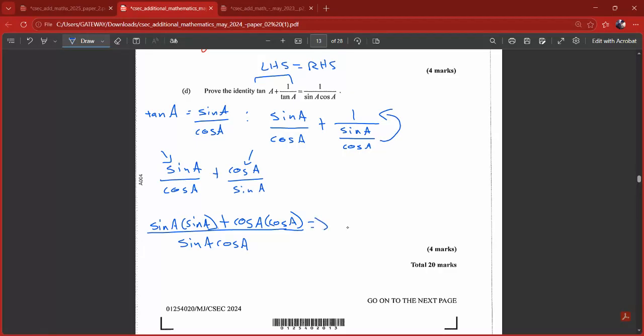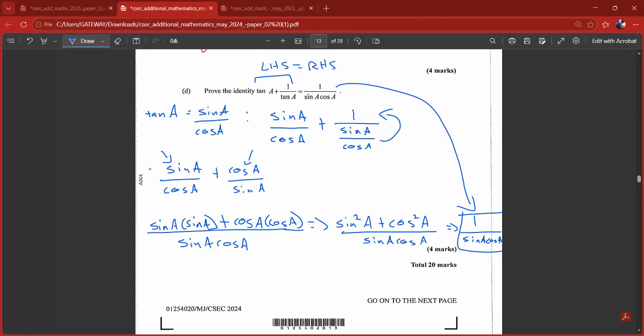So sine A times sine A is sine squared A, plus cosine A times cosine A is cosine squared A, and this is all over sine A cosine A. Now sine squared A plus cosine squared A is equal to 1, and this is all over sine A cosine of A. And that is basically what we had here.